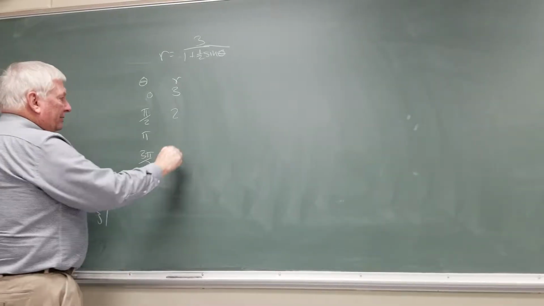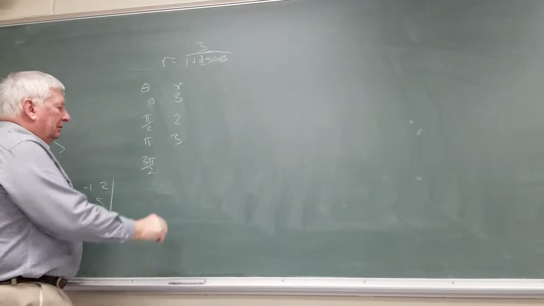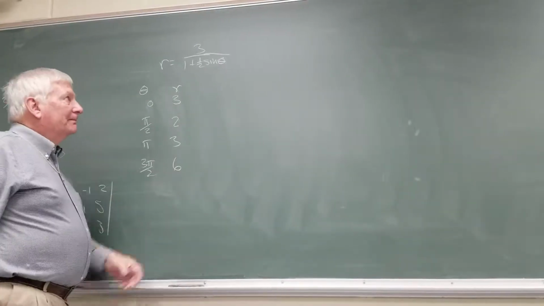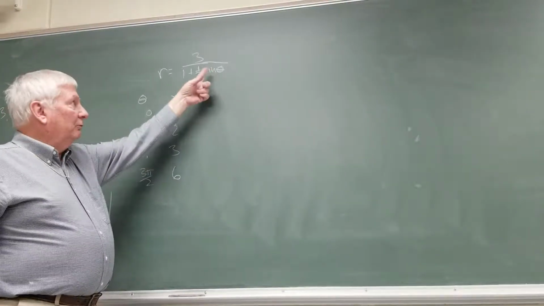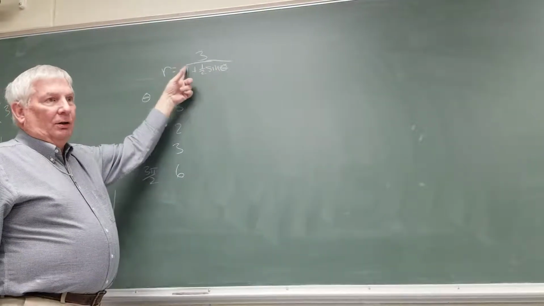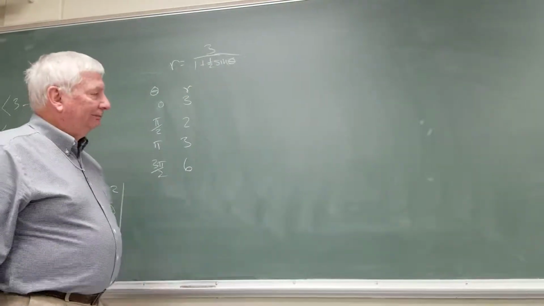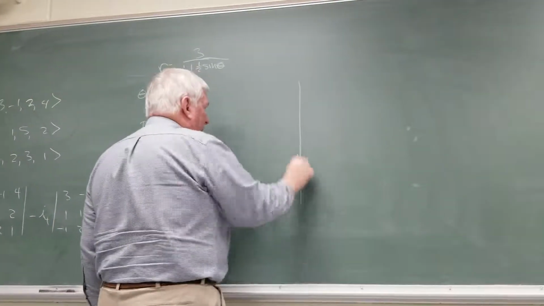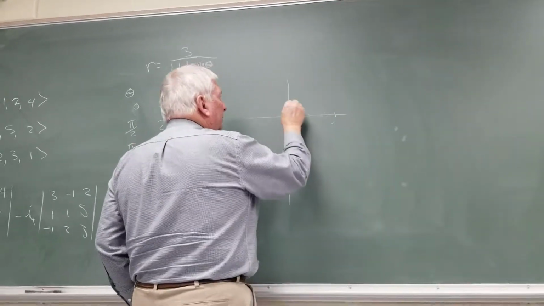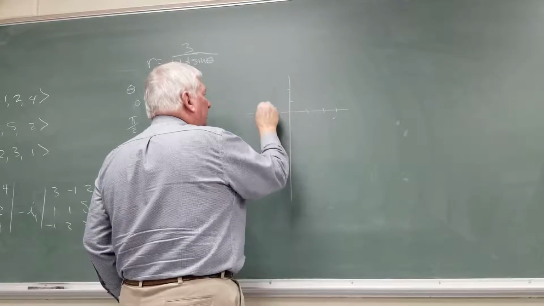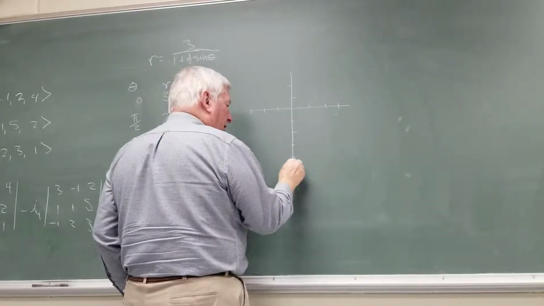At pi, we're back to 3. At 3 pi over 2, we're up to 6. Sine of 3 pi over 2 is negative 1. Negative 1 times a half is negative a half. 1 minus a half is a half. 3 divided by a half is 6. So in those directions, 1, 2, 3, 1, 2, 1, 2, 3, 1, 2, 3, 4, 5, 6.